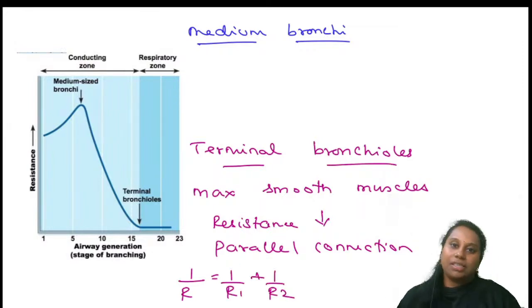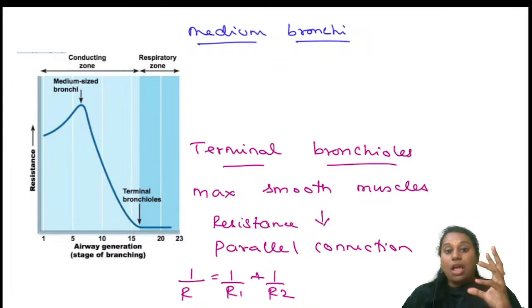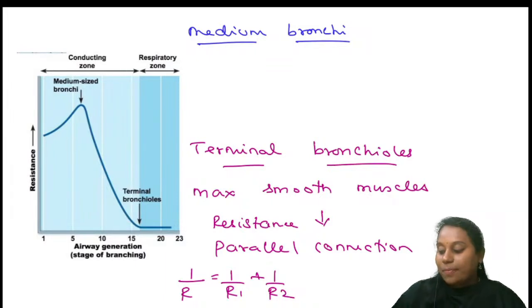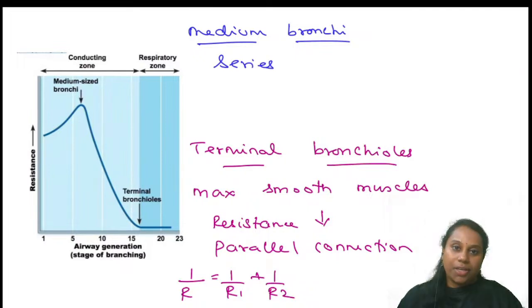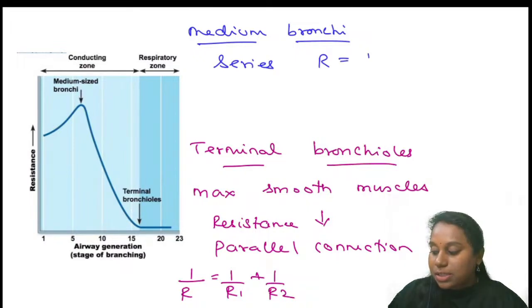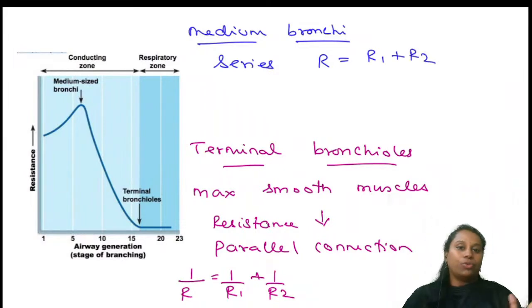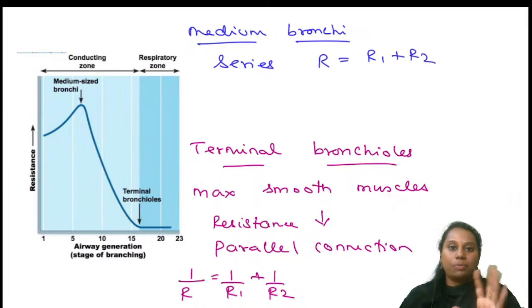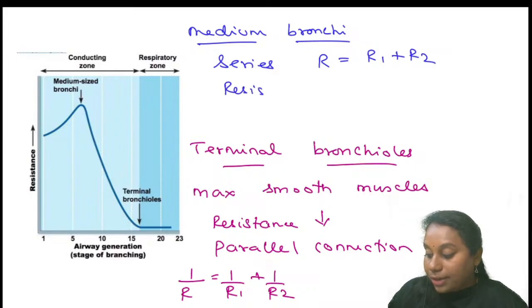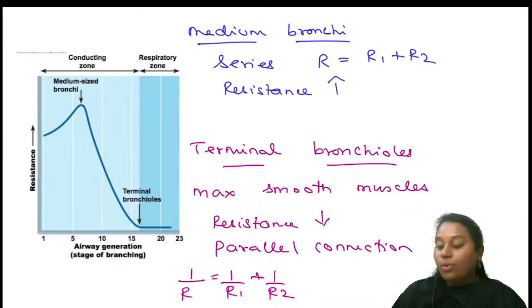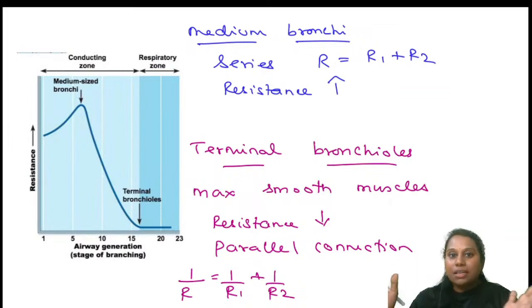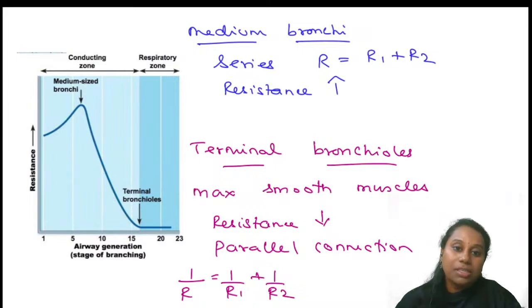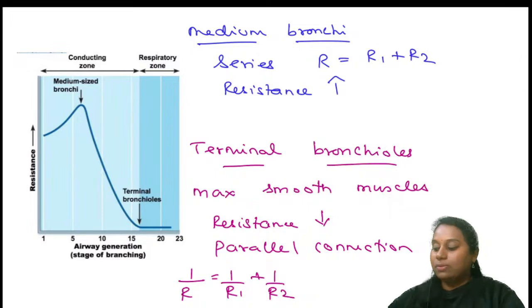Total resistance decreases. But medium-sized bronchi, even though smooth muscle is not as much as in terminal bronchioles, are connected in series connection. In series connection, total resistance R is equal to R1 plus R2. You just add the resistances, you get the total resistance. So total resistance is more in medium-sized bronchi because of the series connection. So where do you see the maximum resistance? In medium-sized bronchi, because of the series connection.